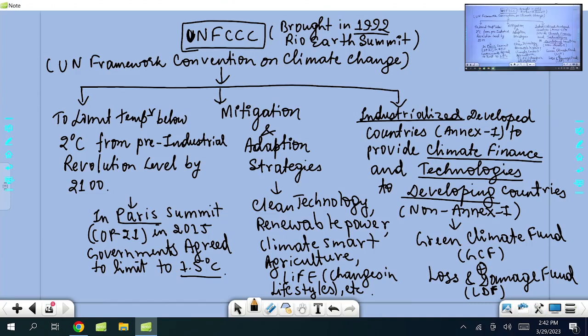I am putting all the points in a flow chart, so that when you revise, you know these are 3 objectives of the conventions. Let me write also there. These are 3 objectives. We'll discuss more points, but in the beginning I have given here 3 objectives. Not let the temperature go beyond 2 degrees Celsius, but now it seems very impossible. Governments are not working towards that.